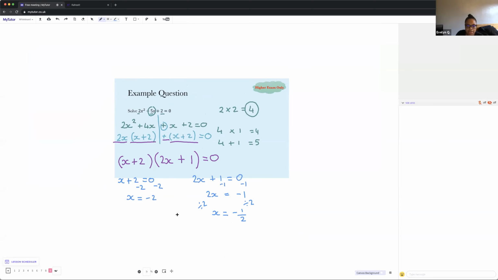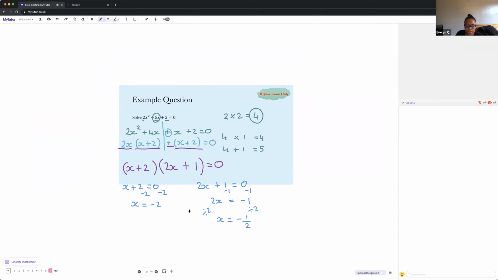So just zooming out so you can see everything. That would be your solution: x equals minus 2, x equals minus a half. Now if you substituted these values into the original equation, you'll realize that it is correct. You would get 0, and then you'd be able to work out and check your answers thoroughly. So hopefully this makes some sense.